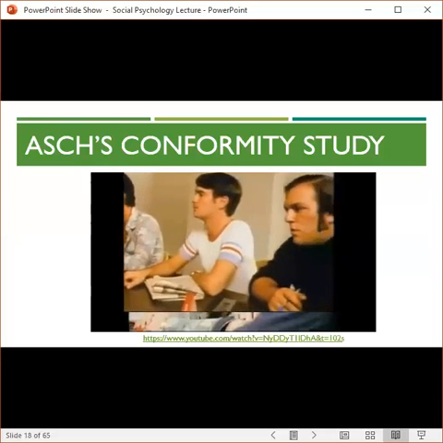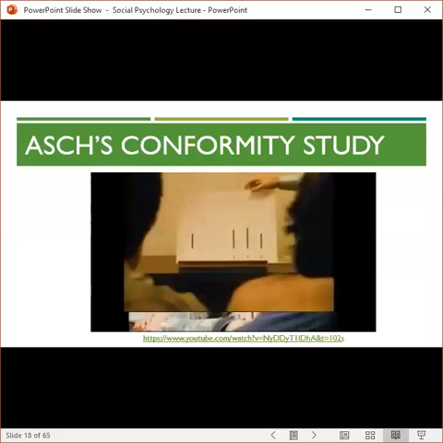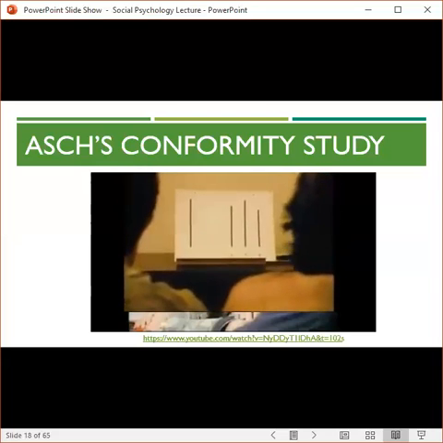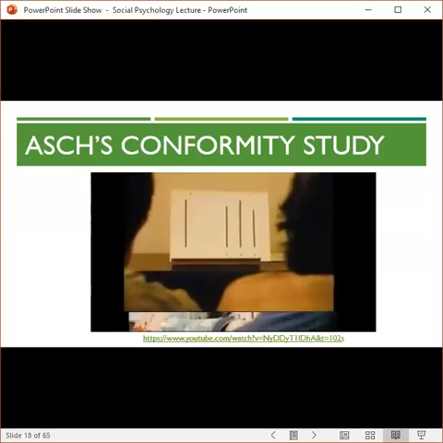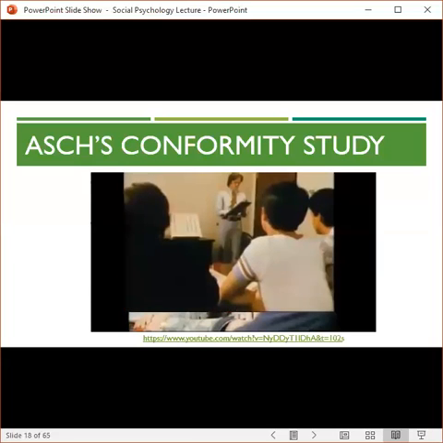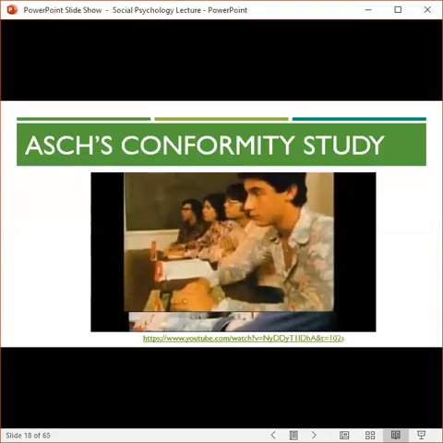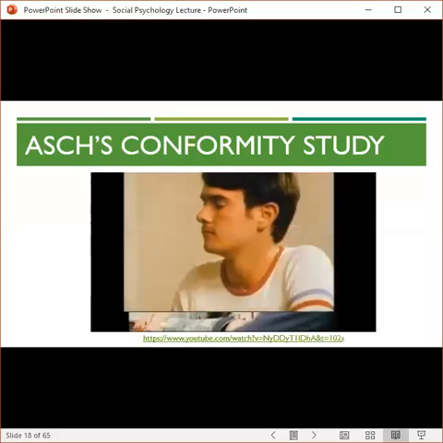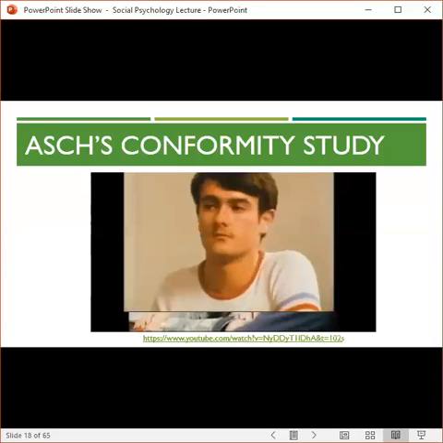The subject denies the evidence of his own eyes and yields to group influence. Ash found subjects went along with the group on 37% of the critical trials. But he found through interviews that they went along with the group for different reasons. They must be right. There are 4 of them and 1 of me.